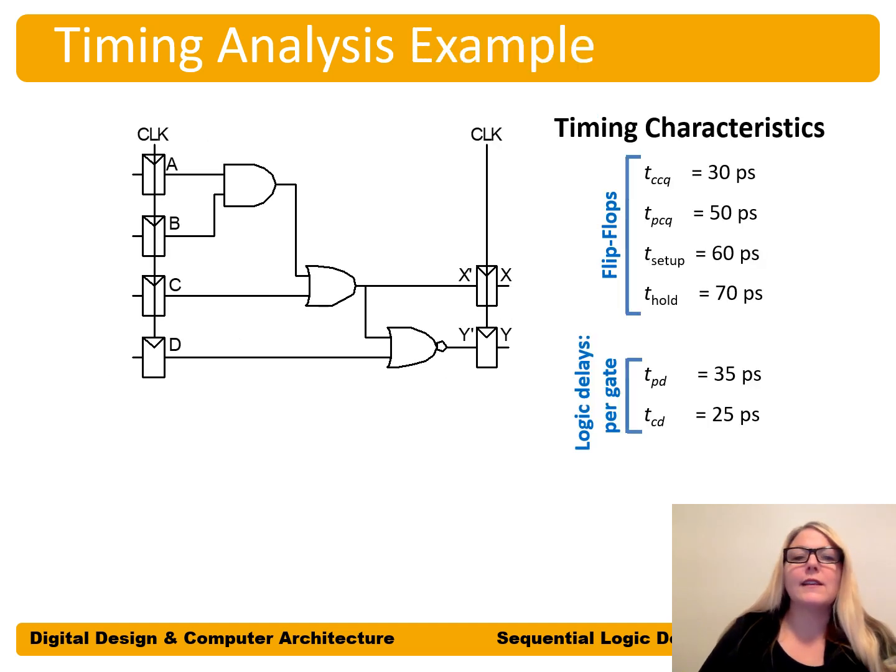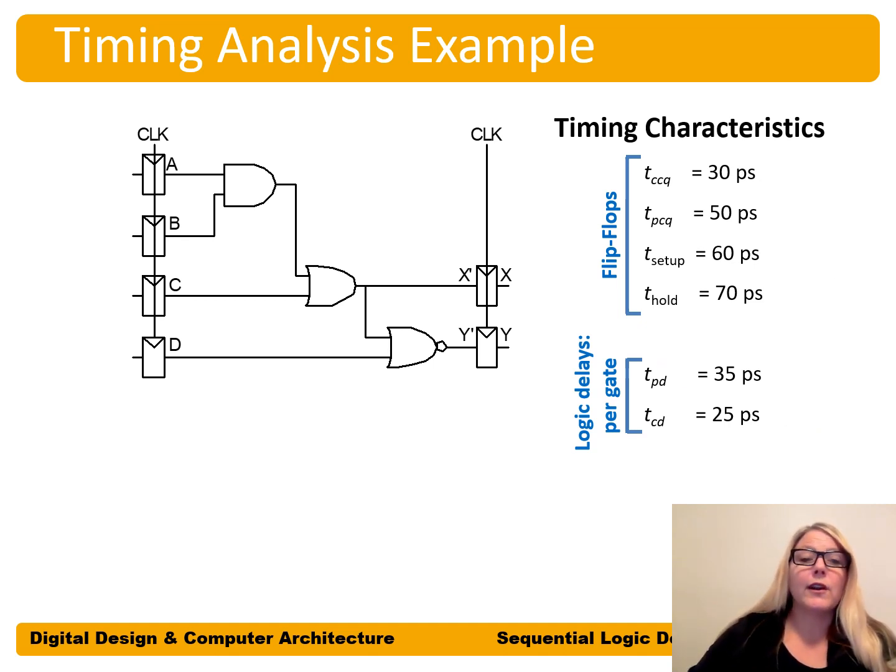So let's consider a circuit here. Here we have some combinational logic, and we have two registers, register 1 and register 2. We want to make sure that our setup time constraint and hold time constraints are met. So let's suppose we have the timing characteristics shown here. Our flip-flops have these timing characteristics, and our individual gates have these delays, propagation and contamination delay.